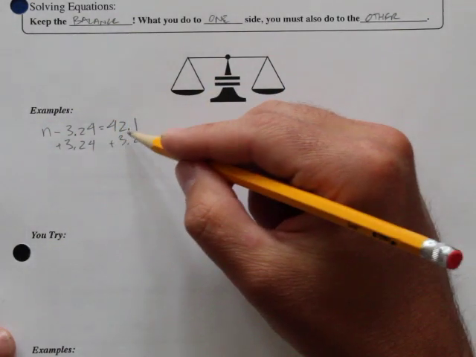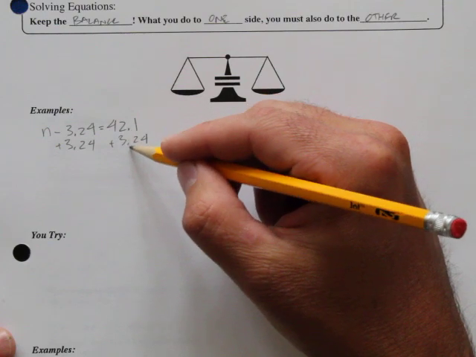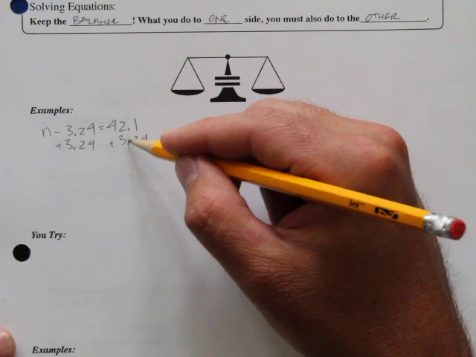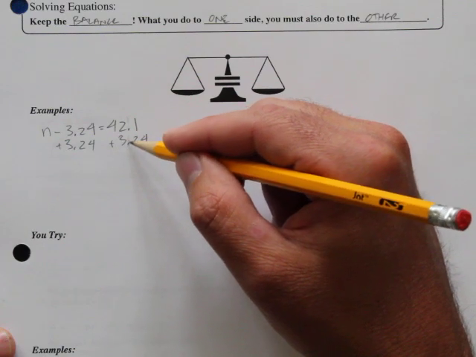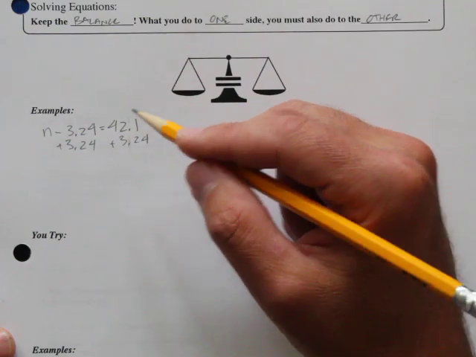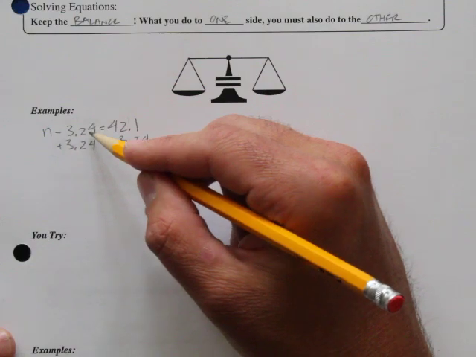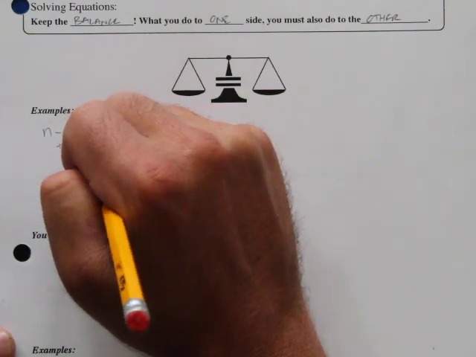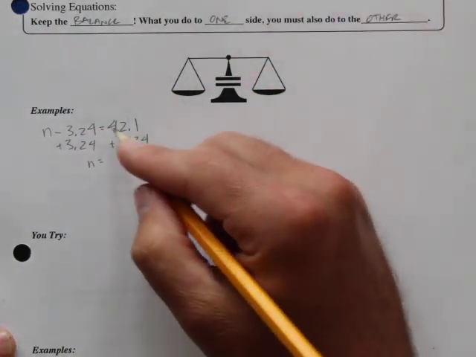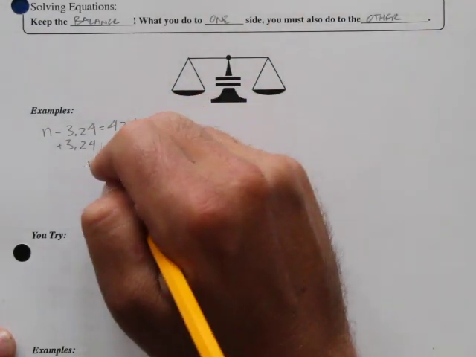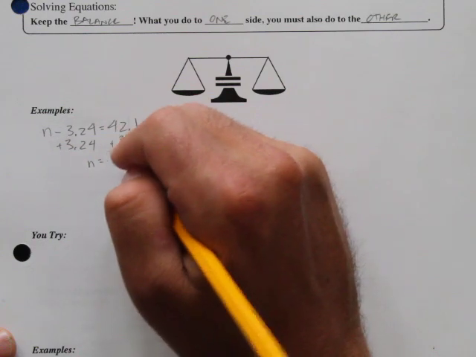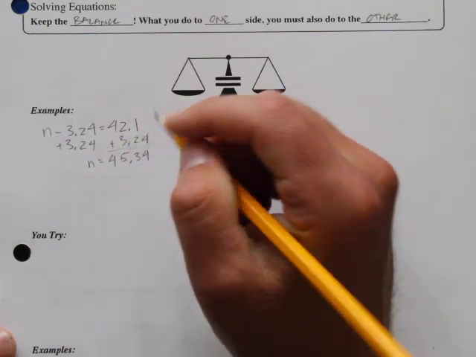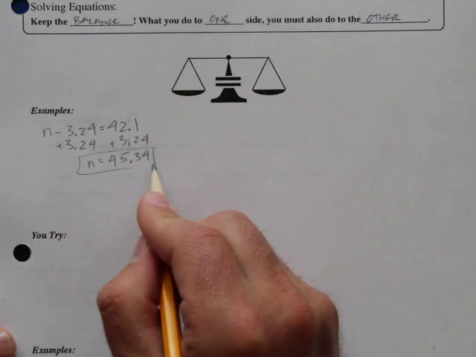Notice when I'm adding 3.24, I am keeping the decimal points in line with one another. That's important. Negative 3.24 plus 3.24 gets me 0, so I've got n on this side all by itself. Now I just add these two together straight down, and I end up with 45.34. And that is my answer to that example.